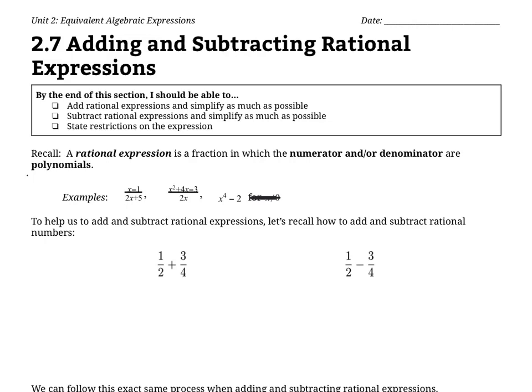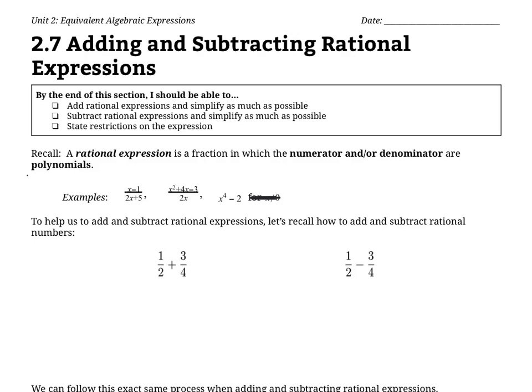So now we're on to our last skill in this unit, and that's adding and subtracting rational expressions. So we know what a rational expression is, we know how to simplify them, we know how to multiply them, how to divide them, and the last is we're going to learn how to add and subtract them. And just like in the last lesson, we're going to start with what we do with regular rational numbers, and we're going to apply that to our rational expressions.